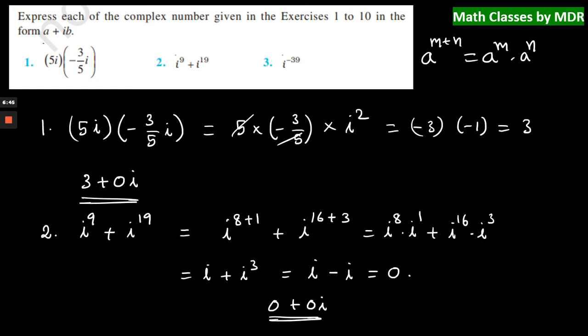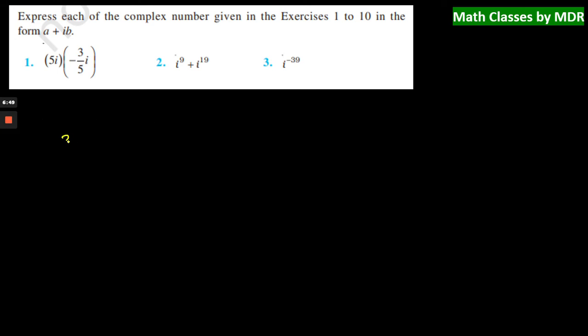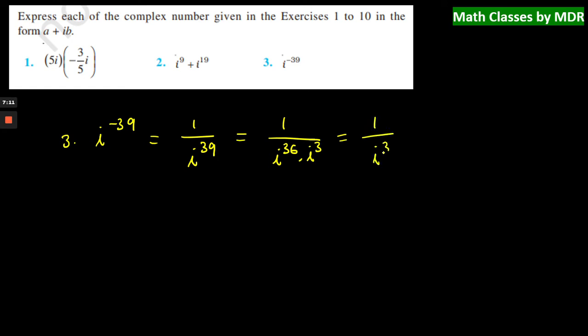Now let us see i to the power minus 39. i to the power minus 39 can be written as 1 by i to the power 39, and we can write it as i to the power 36 into i cube, right? i to the power 36 equals 1 because 36 is a multiple of 4, therefore we have 1 by i cube. What is i cube? i cube is nothing but minus i, so 1 by minus i, right?